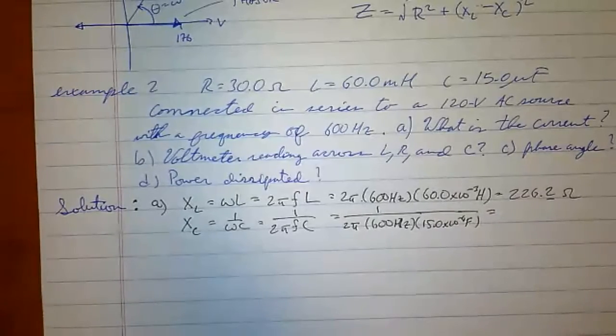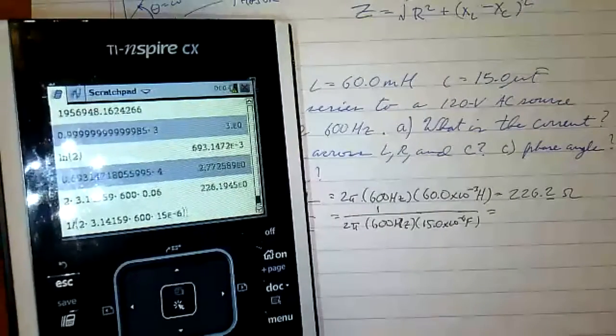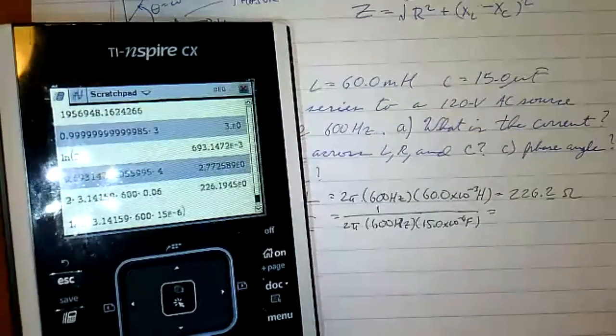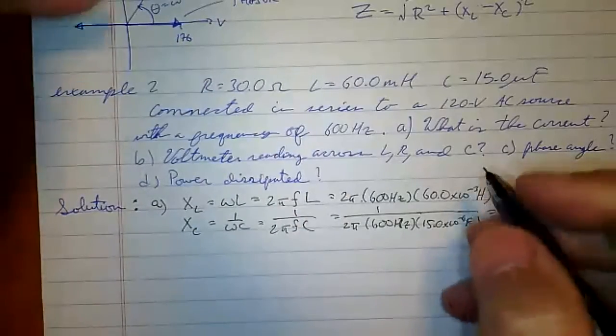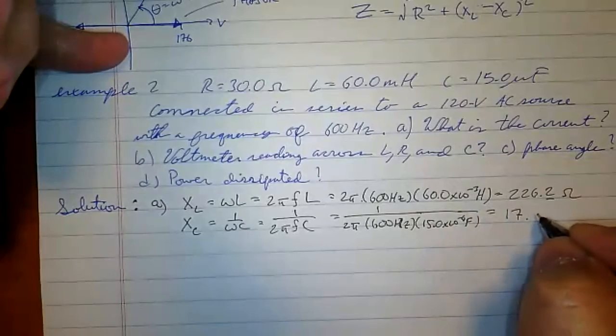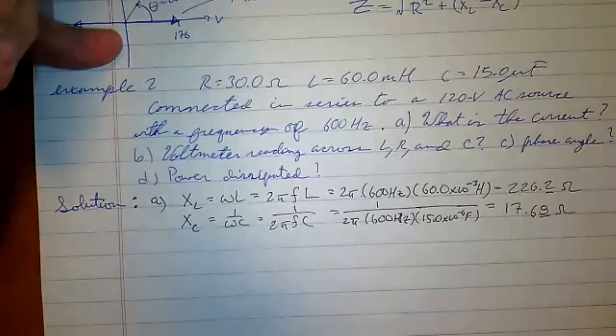But I'm going to say 1 divided by parentheses 2 times 3.14159 times 600 times 15 e to the negative 6. So y'all can see what I did again: 1 divided by parentheses 2 times pi times 600 times 15 times 10 to the negative 6. That gives me 17.68 ohms. Again, I'm carrying 1 extra sig fig.